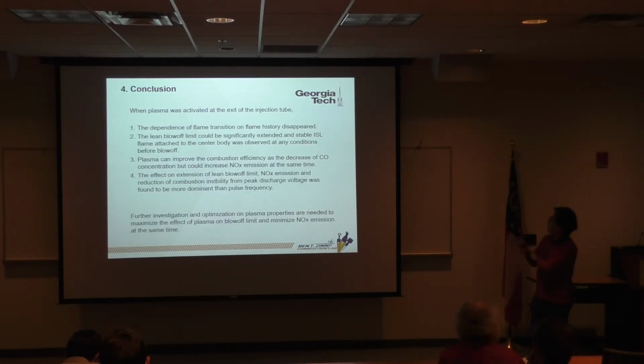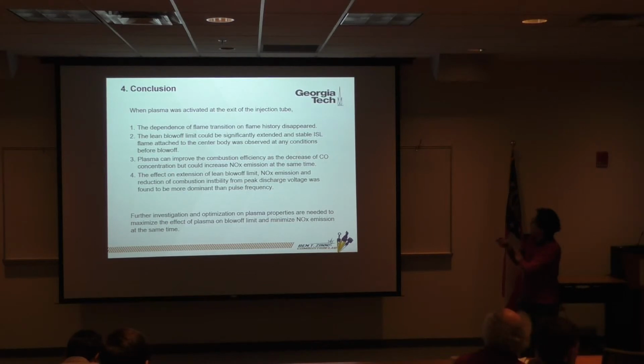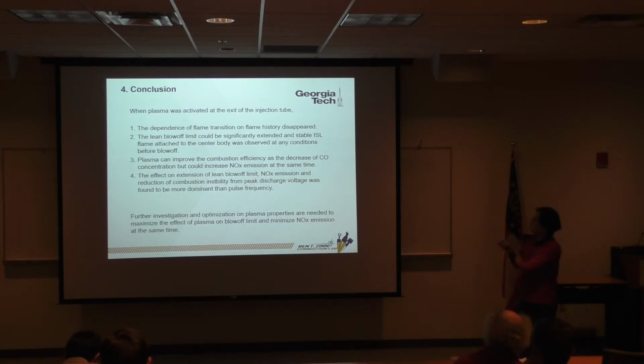So here is my conclusion. When the plasma was activated at the exit of the injection tube, first I found that the dependence of flame transition on flame history disappeared, and the lean-blowoff limit could be significantly extended, and a stable inertial layer flame attached to the center body at any condition before blow-off.